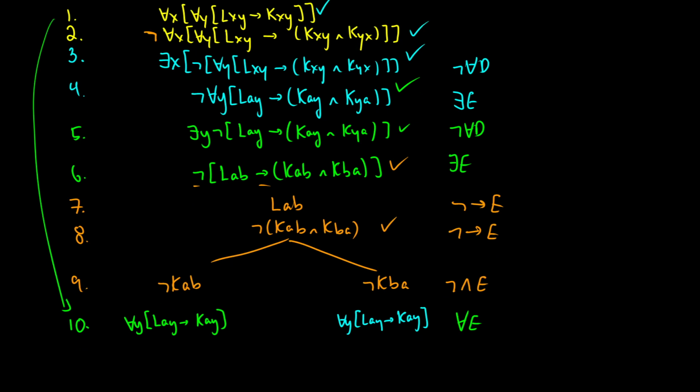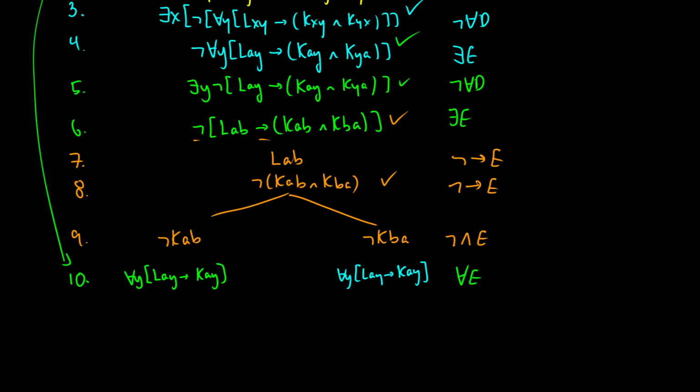Okay, so 1 is now done. All we have to work with is now 10. So, okay, in line 11, we're going to do another universal elimination. So for the left side, I want to get LAB, so I'm going to get LAB, arrow KAB. And on the right side, I want to get the same thing. Let's just do the same argument and see what happens. LAB, arrow KAB.